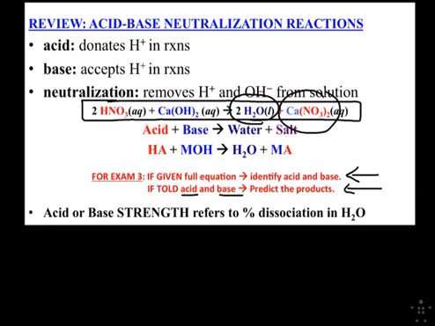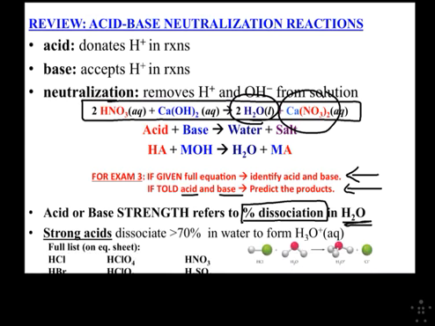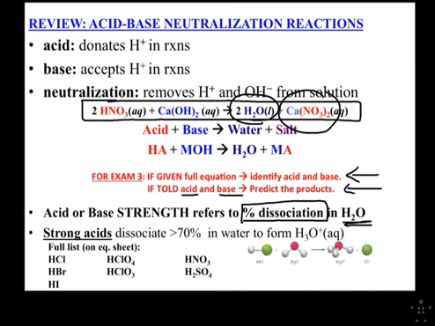So first of all, remember that when we say something is a strong acid or a strong base, what we're referring to is the percent dissociation in water. So how much of that acid or base falls apart in water. It may be well under 100% that actually is going to react with water molecules. So that's what we're discussing when we say acid or base strength. How does it act in its reaction with water? Strong acids are going to be the ones that dissociate greater than 70% in water to form the hydronium ion.